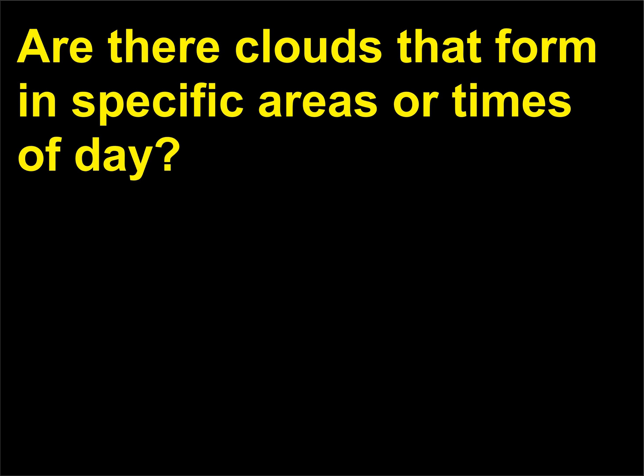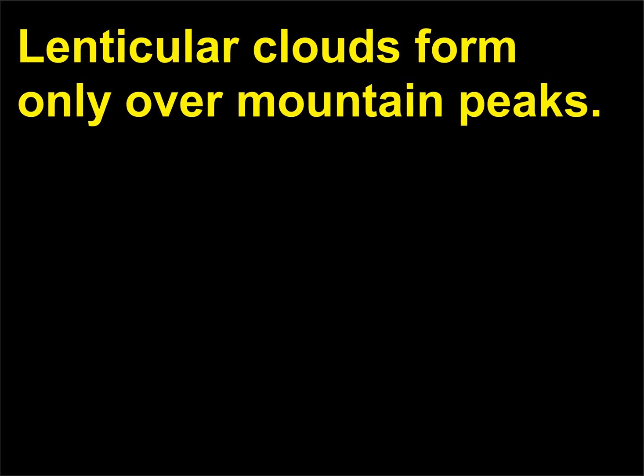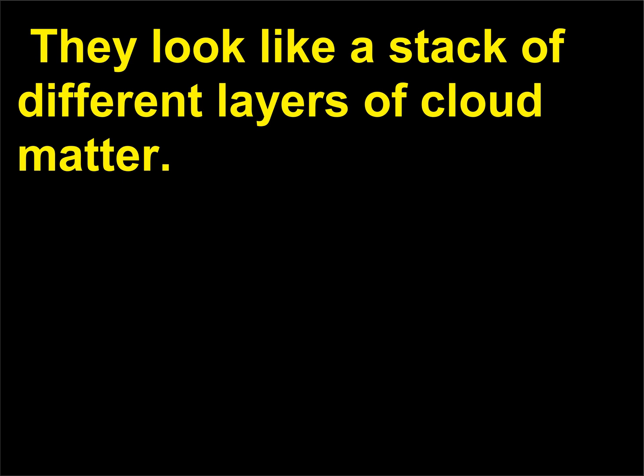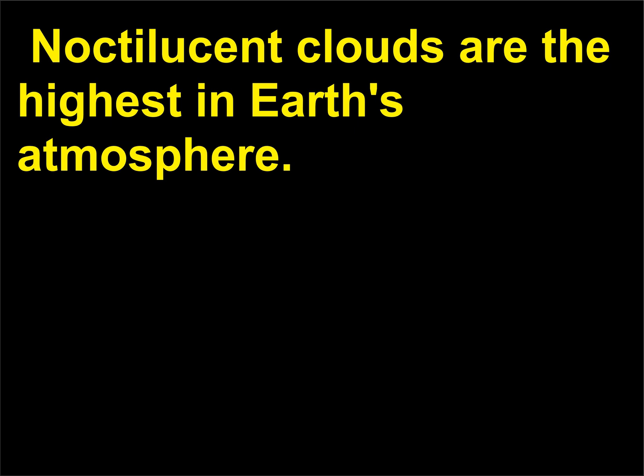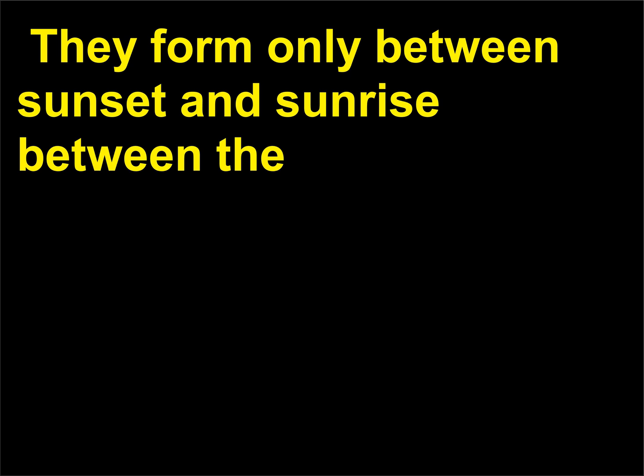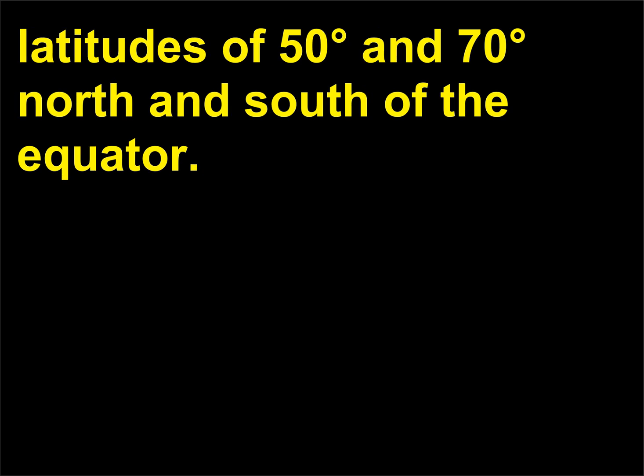Are there clouds that form in specific areas or times of day? Lenticular clouds form only over mountain peaks. They look like a stack of different layers of cloud matter. Noctilucent clouds are the highest in Earth's atmosphere. They form only between sunset and sunrise between the latitudes of 50 degrees and 70 degrees north and south of the equator.